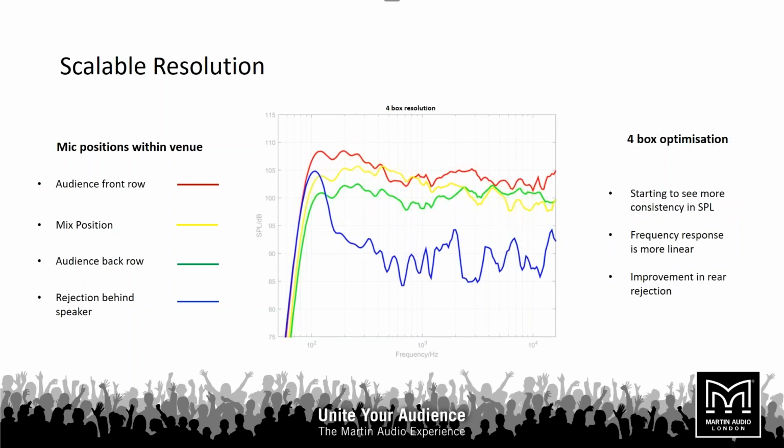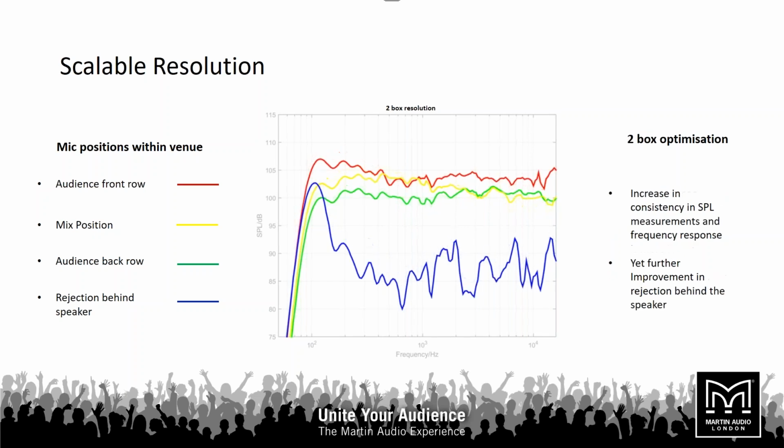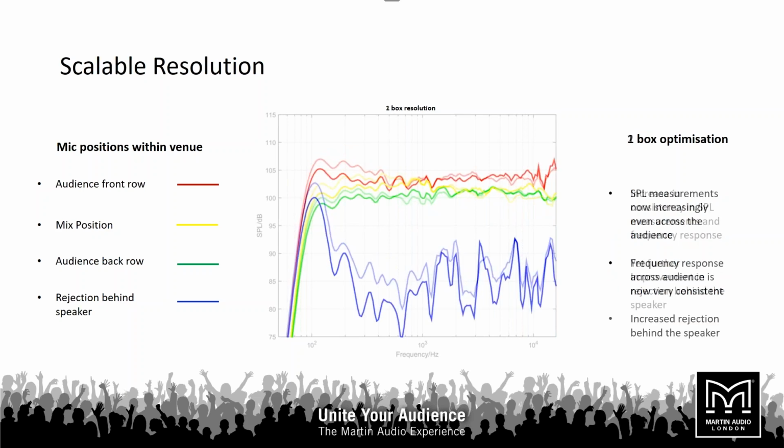As we start to move to optimization, we can see that the frequency response starts to get a bit more linear. There's more consistency in the SPL, and there's slight improvement in the rear rejection. As we move to 2 box, we can see again increasing consistency in SPL and in frequency response, and yet further improvement in rejection behind the speaker. And then 1 box, we can see it's very, very consistent in both SPL and frequency response across the audience areas. And the rejection behind the speaker is very, very good indeed.